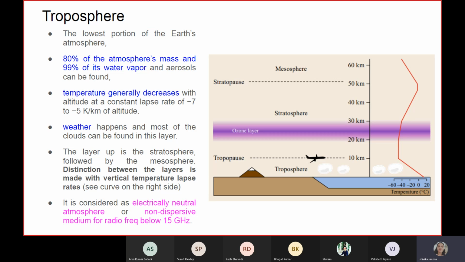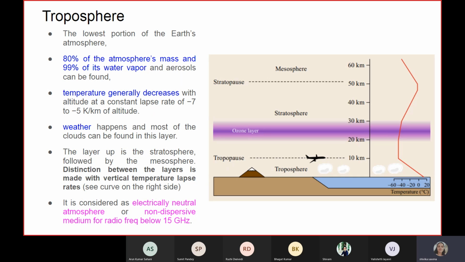So let's discuss troposphere. The lowest portion of the Earth's atmosphere is the troposphere. You can see in the figure. So up to 10 kilometer is the tropopause. That is the distinction between troposphere and the ionosphere. 80% of the atmospheric mass and 99% of its water vapor is found in the troposphere. Rest is very rare as we go upwards.